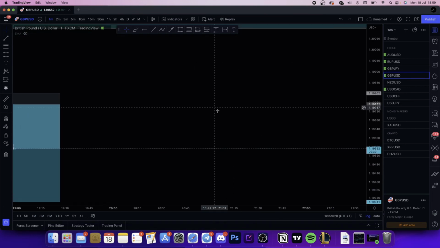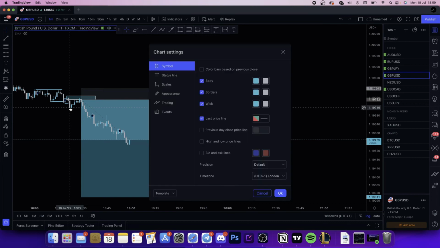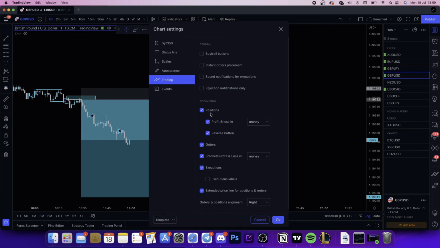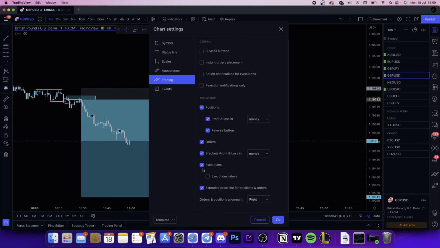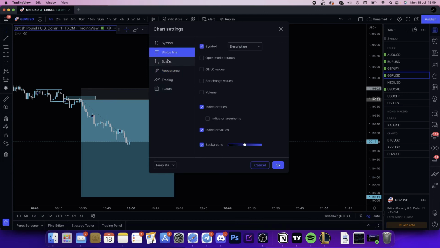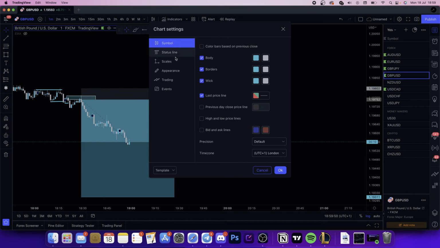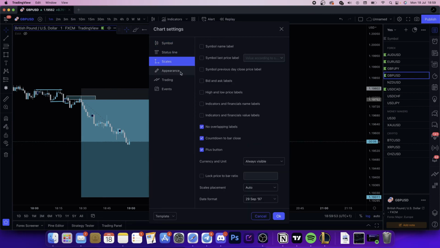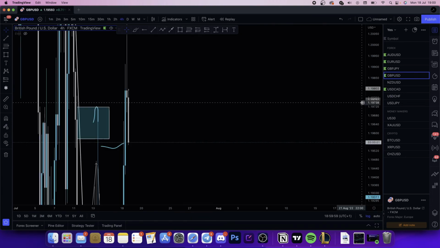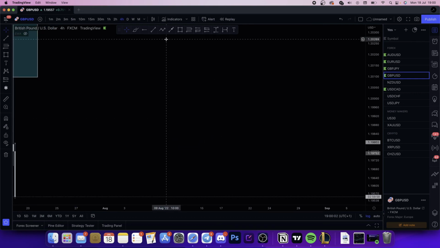Now I'm just going to go a little bit more in depth. Let me turn this off with the scales. What am I looking for? Extended price line. No, I'm looking to get rid of this. Current price. Yeah, so I am looking to get rid of current price. Where is it? I have no idea where it is. Okay, sorry guys. So we're going to go on the 4 hour instead and we'll just work here.